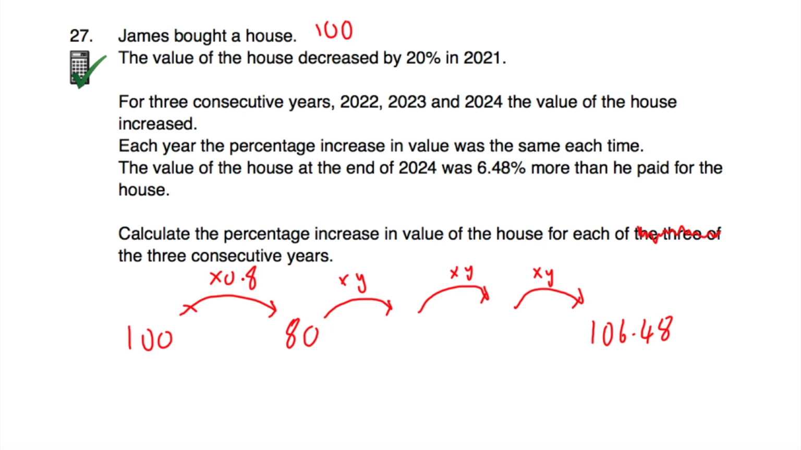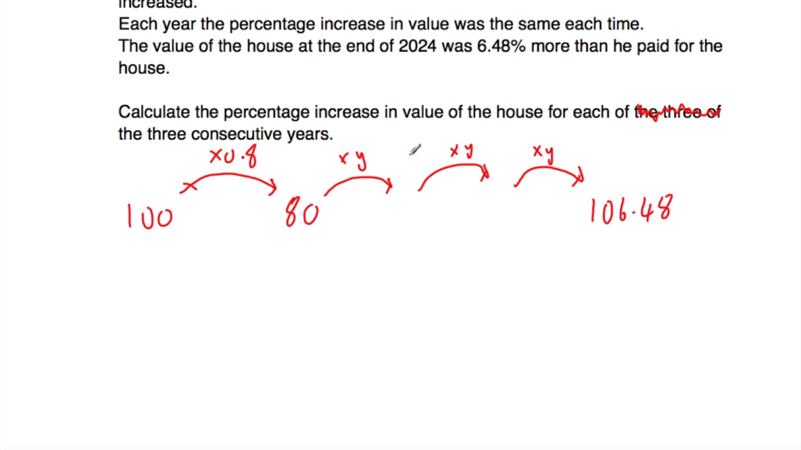Okay, so actually we can make an equation here, because I know that 80 times y times y times y is equal to 106.48. Well, y times y is y squared, and times y again will be y cubed. So 80 y cubed equals 106.48. Okay, so we've now got an equation. We just need to solve this, and then we can find y. That'll be the multiplier, and then we can work out what the percentage increase is in each of these years.